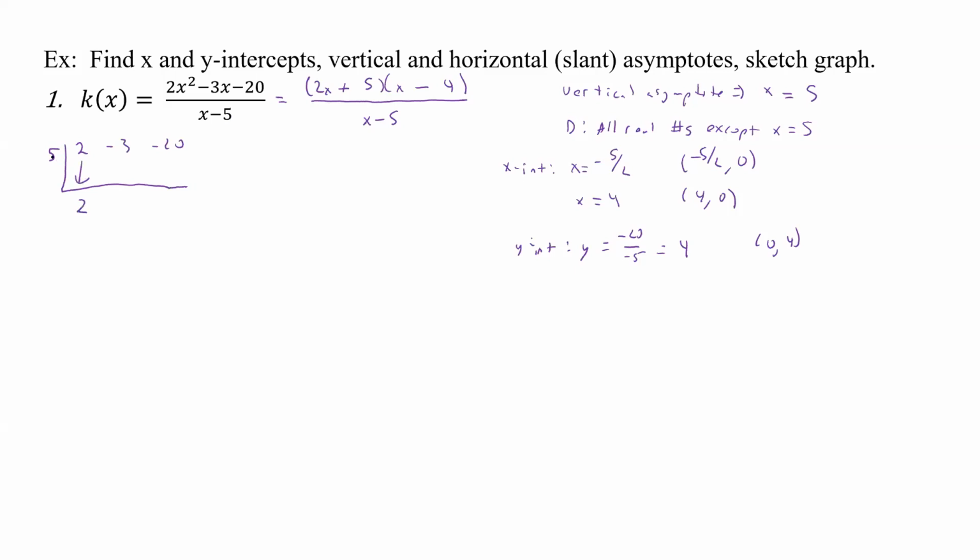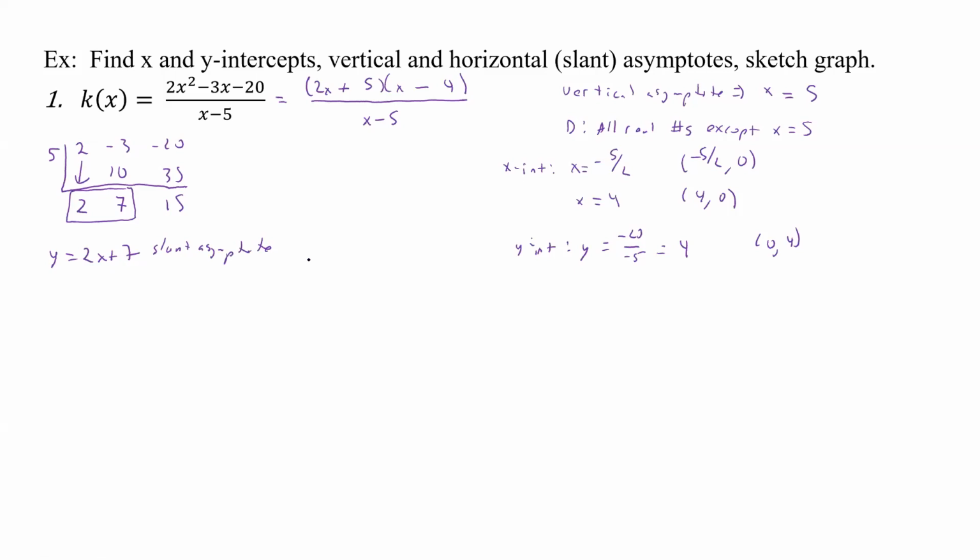So bring down a 2. 5 times 2 is 10. 10 minus 3 is 7. 5 times 7 is 35. Add that, and it's 15. But all we need is this first part because we don't care about the remainder. And so this is going to give us y equals 2x plus 7. That's the equation of a slant line, so that's going to be our slant asymptote.